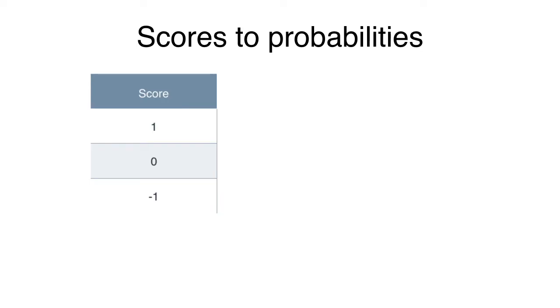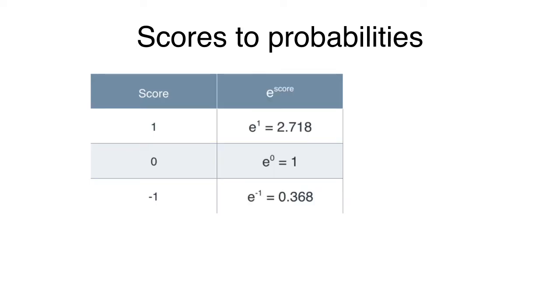Well, the exponential function works. So let's pick e to the x. It doesn't really matter what we pick as an exponent, but e is pretty standard, so let's go for that. So what we do is e to the 1, which is around 2.718, e to the 0, which is 1, and e to the -1, which is around 0.368.